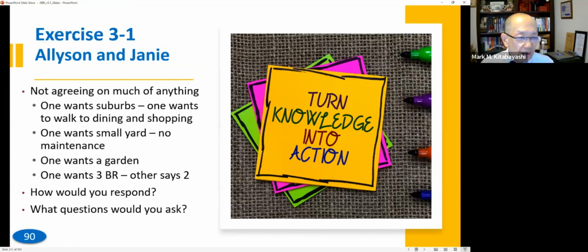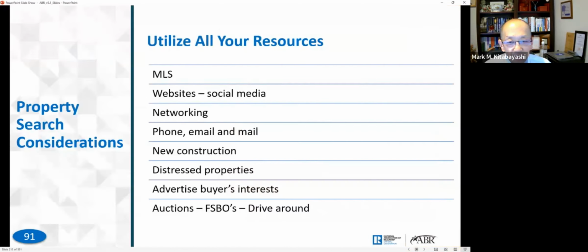When they began to fight, I just said, wait a minute, you guys said you want a 3-bedroom, not 2 bedrooms, or whatever it might be. So that's why knowing and understanding needs and wants is very, very important. Any questions on that?